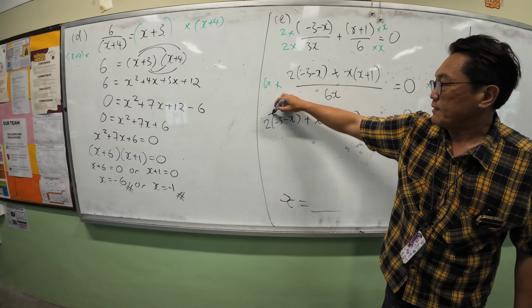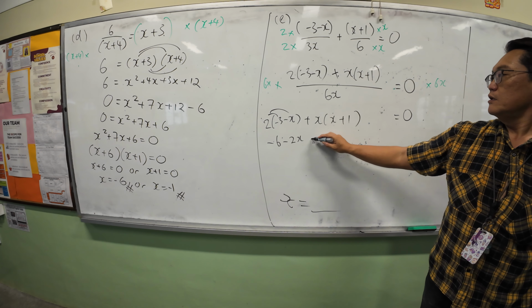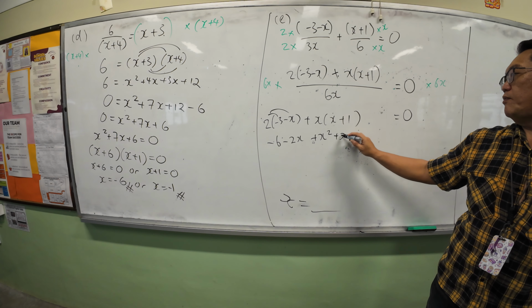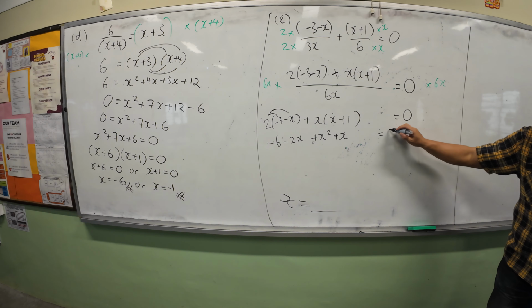Okay, then do our expansion. Minus 6 minus 2x plus x squared plus x equals to 0.